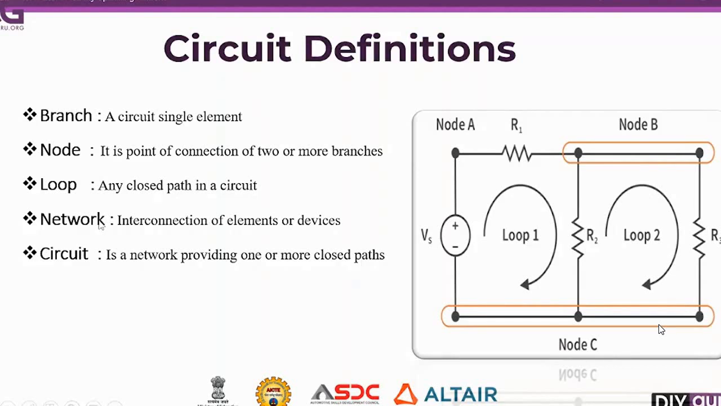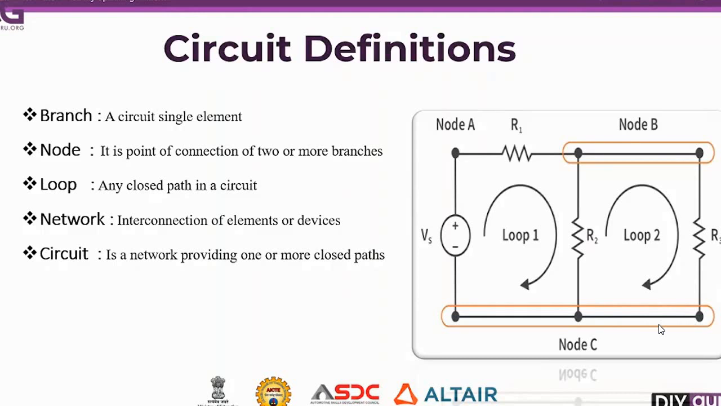The network. A network is an interconnection of elements or devices. In these circuits we call them elements only. So a network is the interconnection of elements, whether it is open circuited or closed circuited, and we call that interconnection of elements a network.